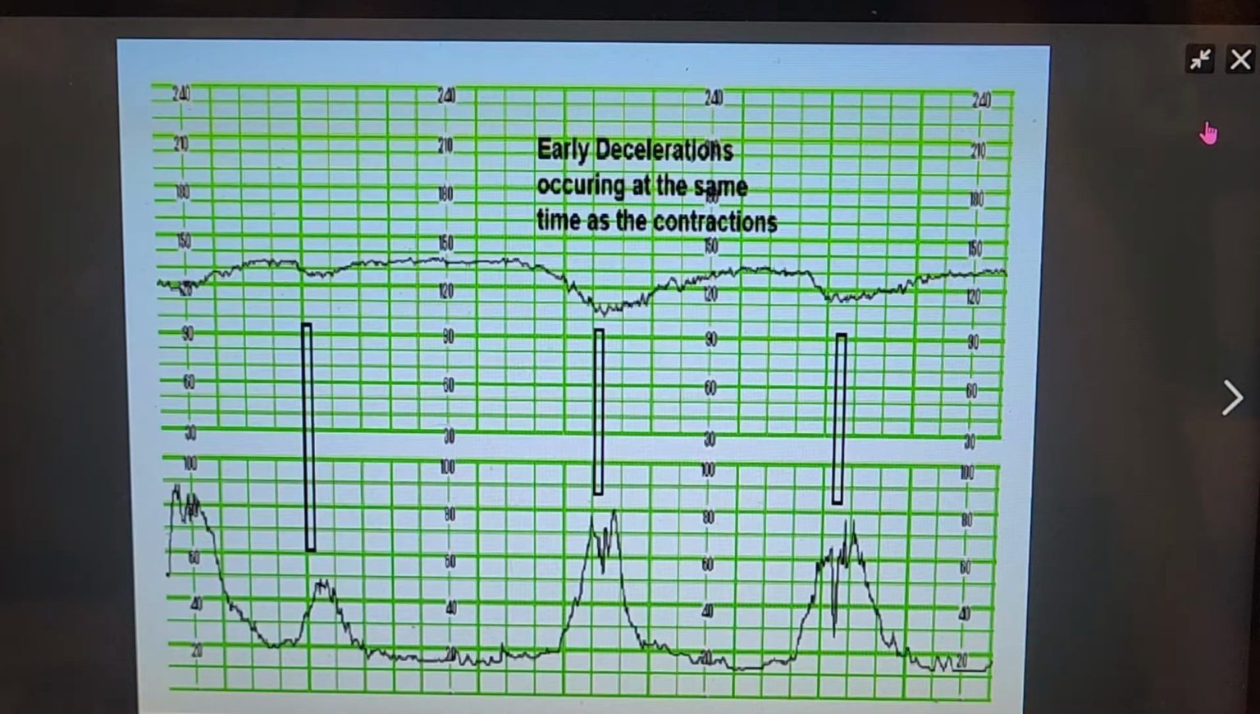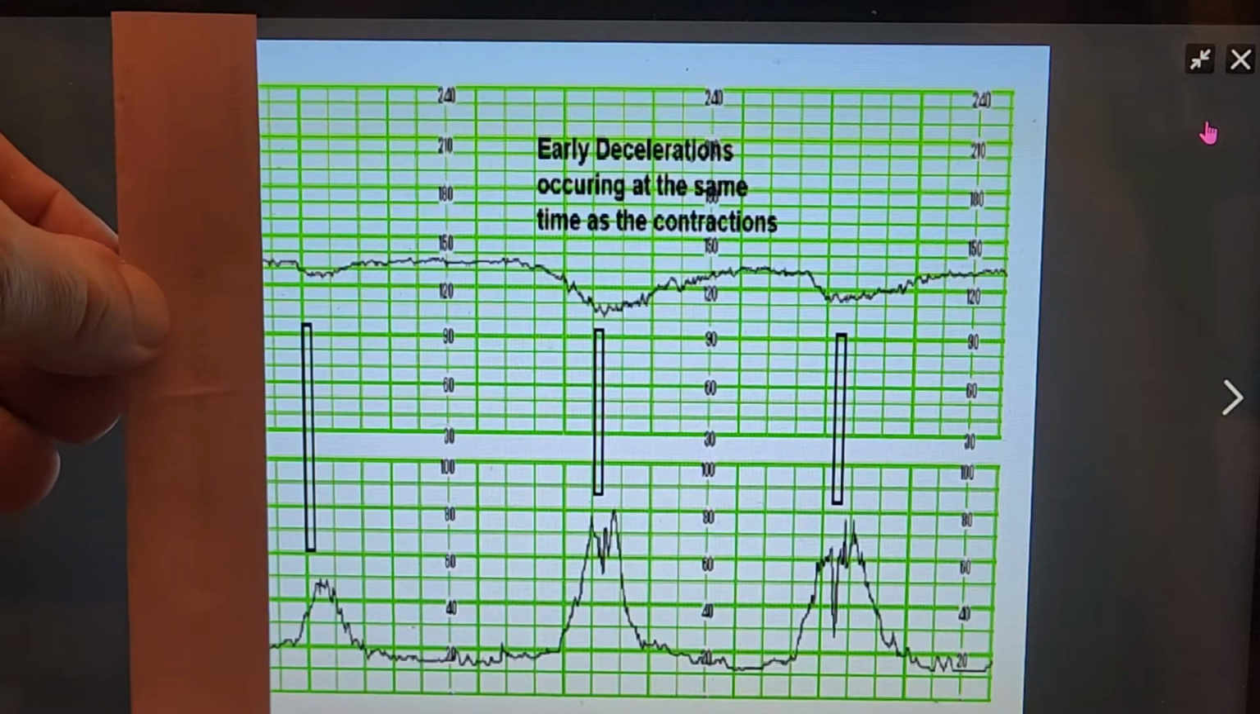In general, when you talk about early decelerations, this is where the deceleration starts with the contraction and ends with the contraction, and usually it represents fetal head compression. So head compression will lead to an early deceleration, which is not worrying. You don't worry about early deceleration because this is physiological, which increases the parasympathetic.